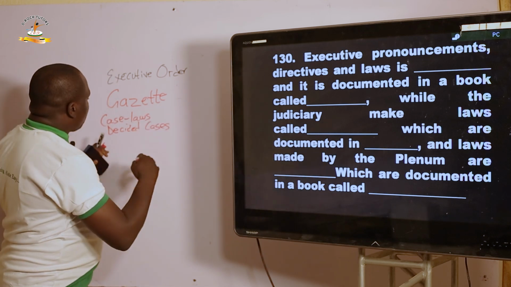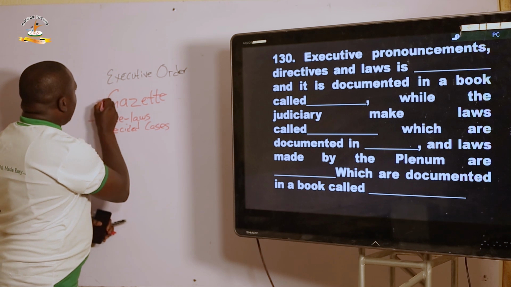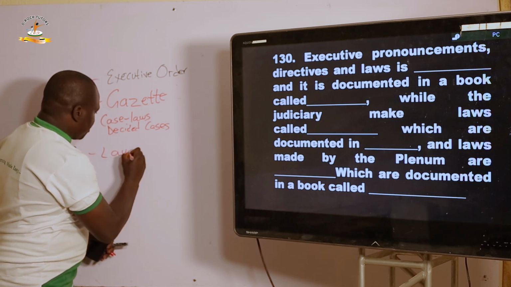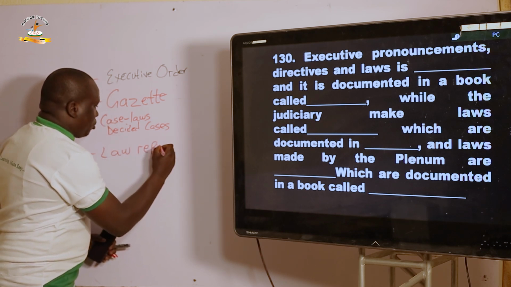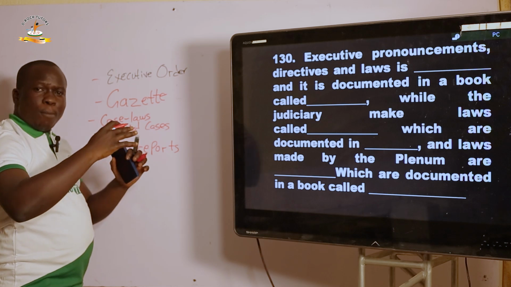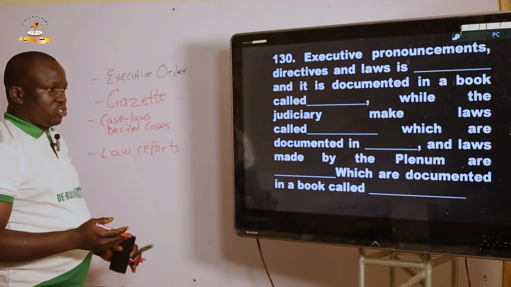Now, the record of previous court judgments is called law reports. Law what? Law reports. That is where you can find a compendium of previous court judgments.